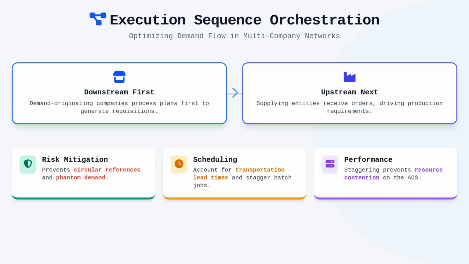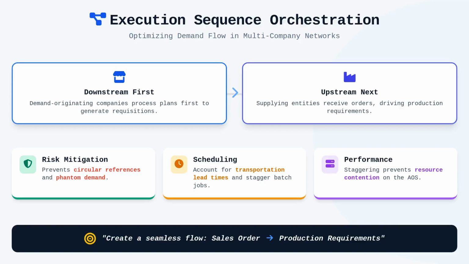If your setup involves automated firming, you should ideally stagger these batch jobs to prevent resource contention on the application object server. Always remember that the goal is to create a seamless flow where the sales order in your distribution entity automatically drives the production requirements in your manufacturing facility.